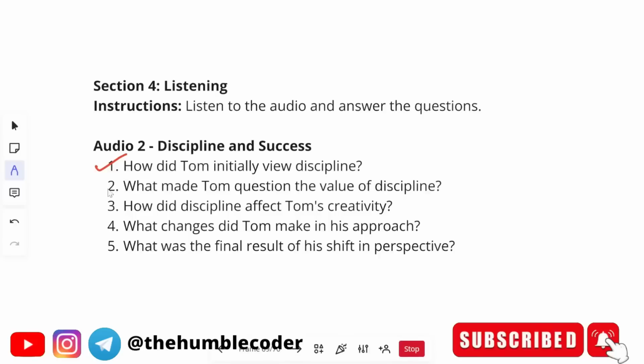Okay. Let's see the second question. What made Tom question the value of discipline? The answer will be, Tom questioned discipline when he realized it was making him feel trapped rather than productive.